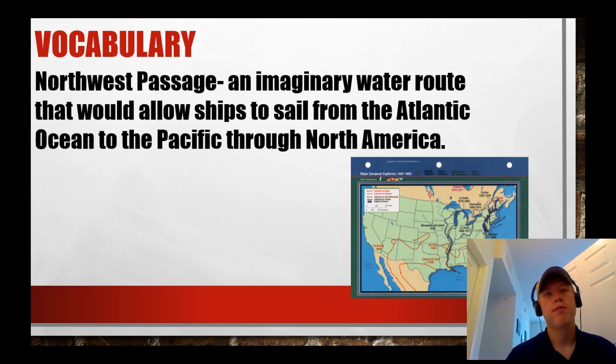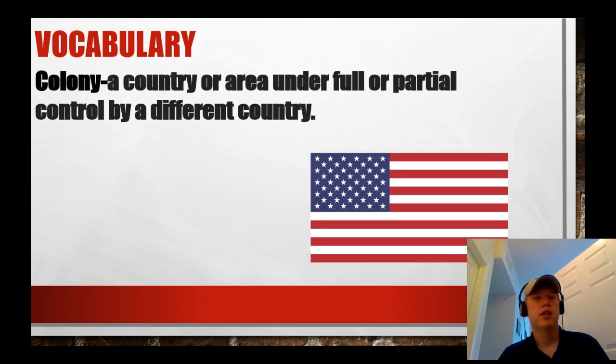Alright, next vocab, Northwest Passage. The Northwest Passage is an imaginary water route that would allow ships to sail from the Atlantic Ocean to the Pacific Ocean through North America. So to get from the Atlantic to the Pacific, okay, so this side to this side, they were trying to find a waterway that could go through, but it was imaginary. Didn't exist.